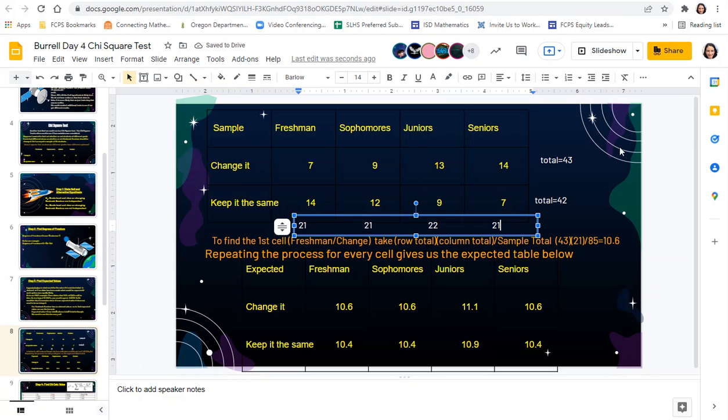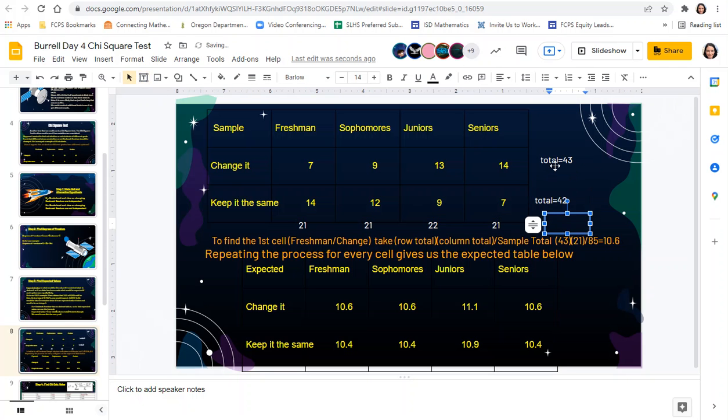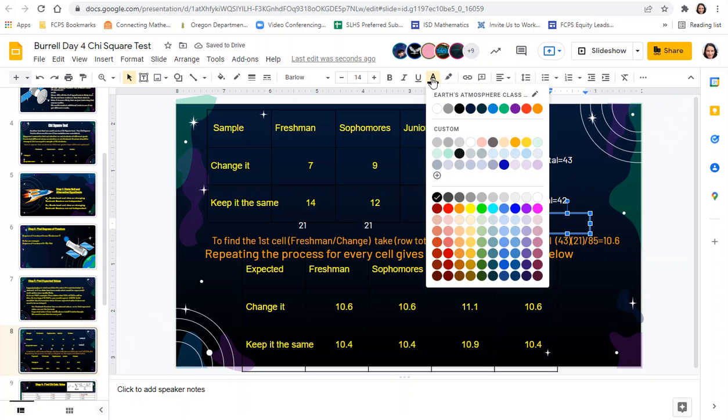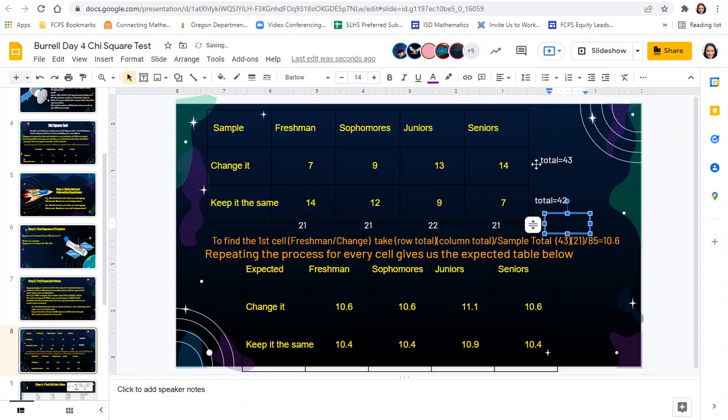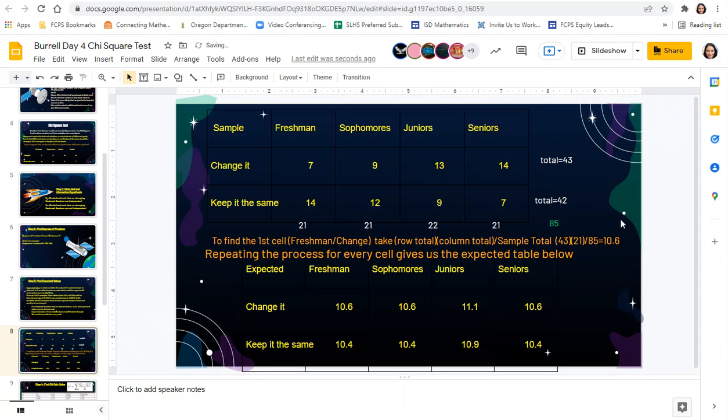And then what we need is the total of the totals. So you know that going across and going up and down, they should total the same number. That's a good check for you. Make sure that they add up to the same number, and you should get 85. Let me see if I can choose a new color here. Maybe we'll do purple. Purple is not a good choice. Try green. Okay.